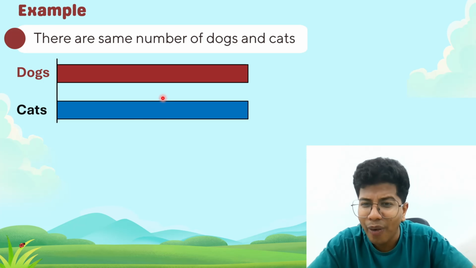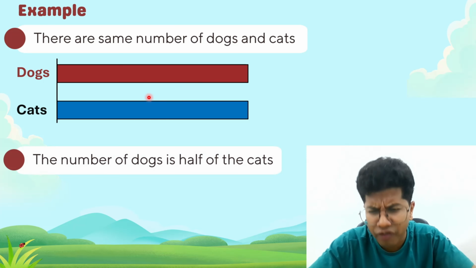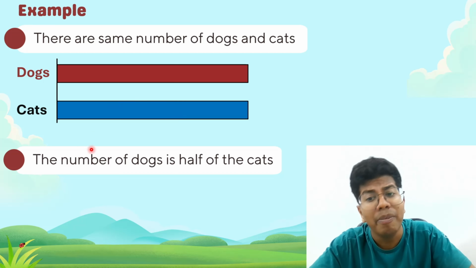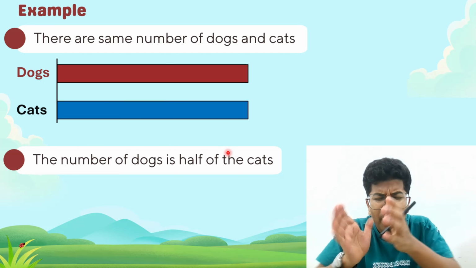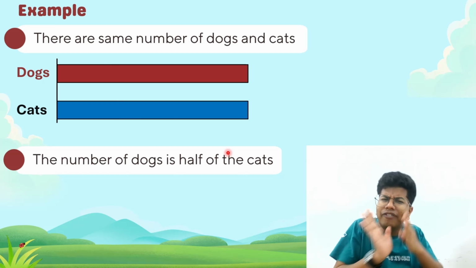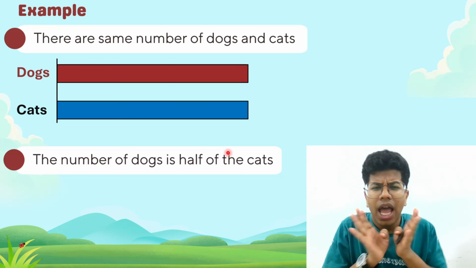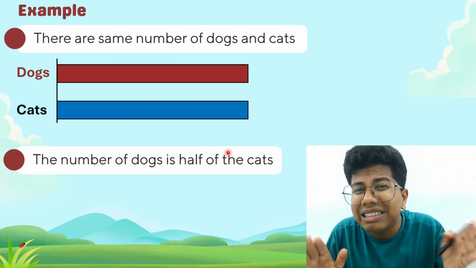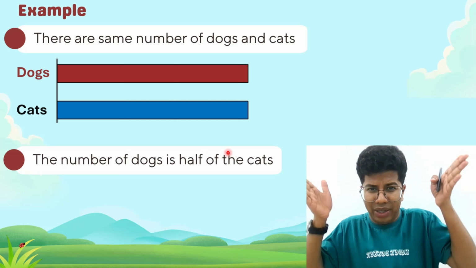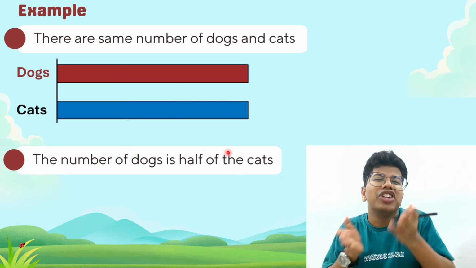Now, if I have another relation, for example, the number of dogs is half of the cats. The number of dogs is actually half of the cats. What do you mean by this? Let's say, for example, cats are 20. So dogs is half of the cats. And if 20 cats are there, dogs will be just 10.